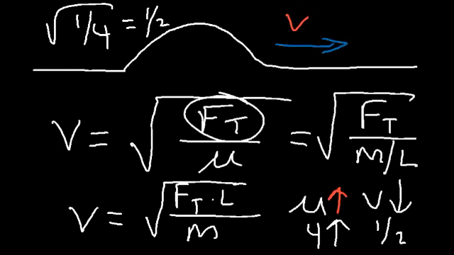Likewise, if you increase the tension force by a factor of 9, the speed will increase by the square root of 9, or it's going to triple in value. And if you increase the linear density by a factor of 9, the speed is going to be 1/3 of its original value.